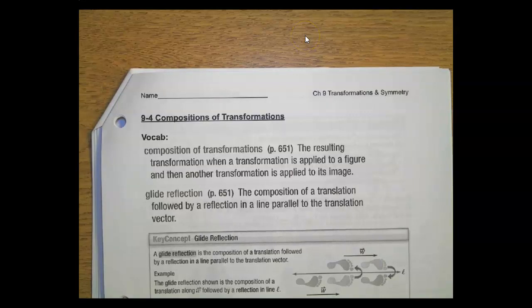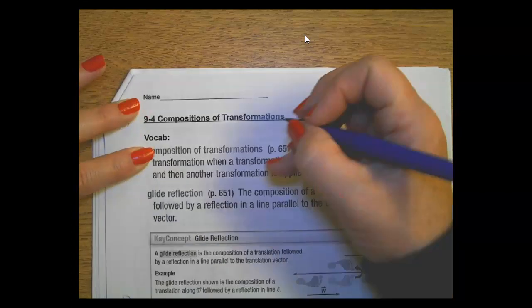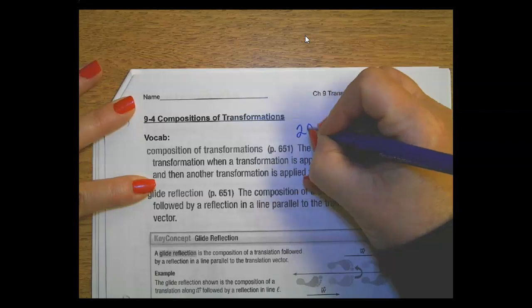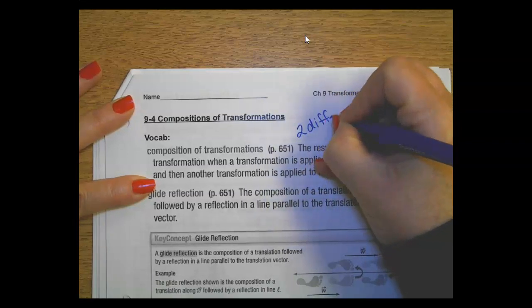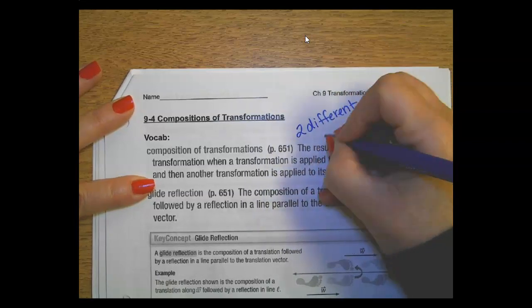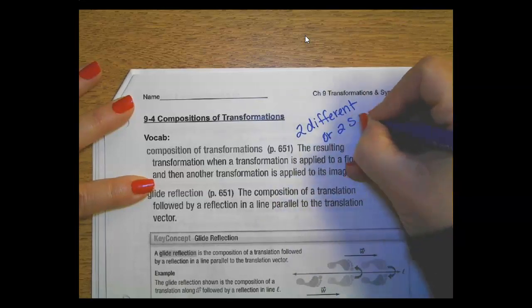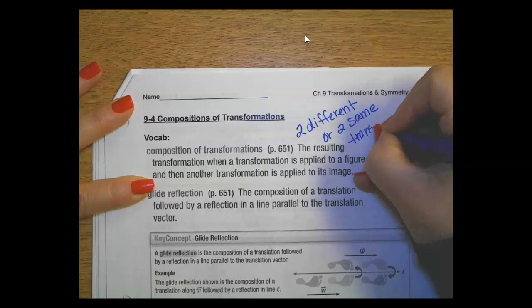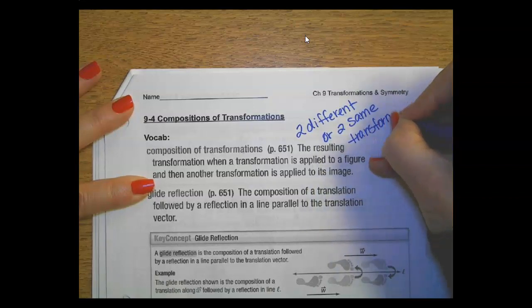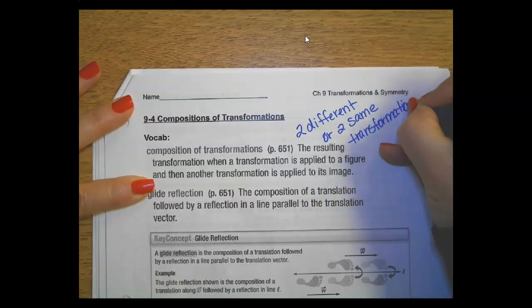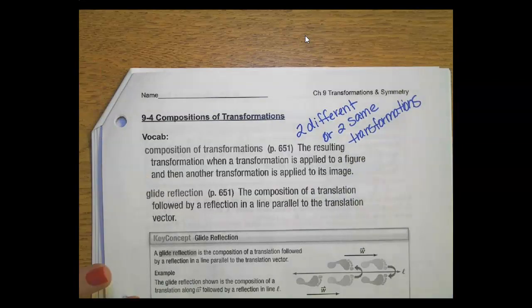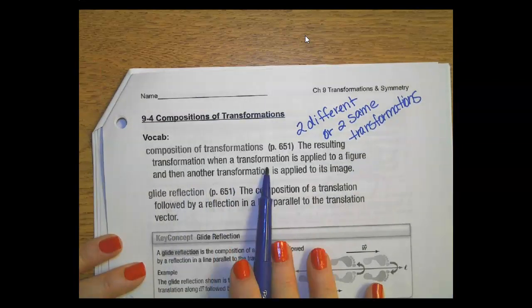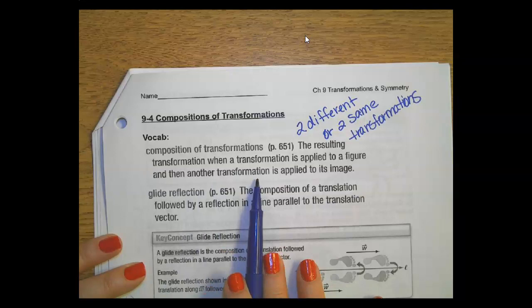Okay, so this next section is compositions, which means there's going to be two transformations. You might have two different or two same transformations. So you apply a transformation and then another transformation is applied.